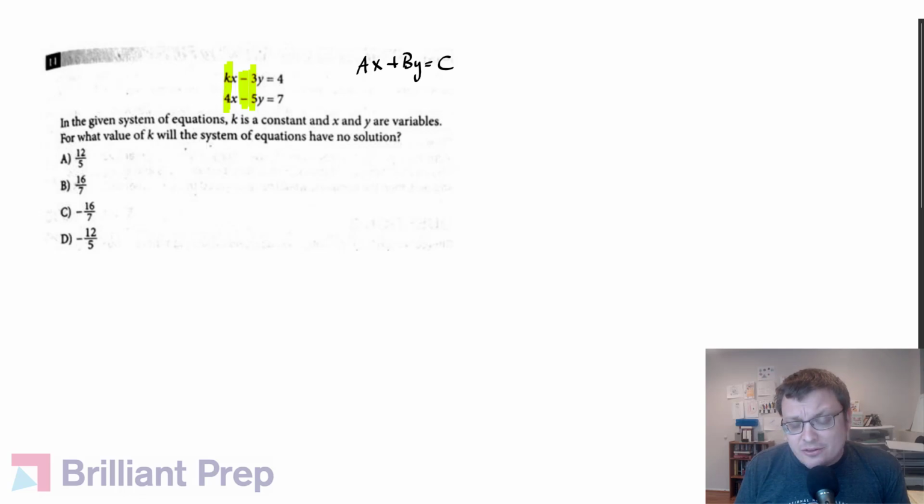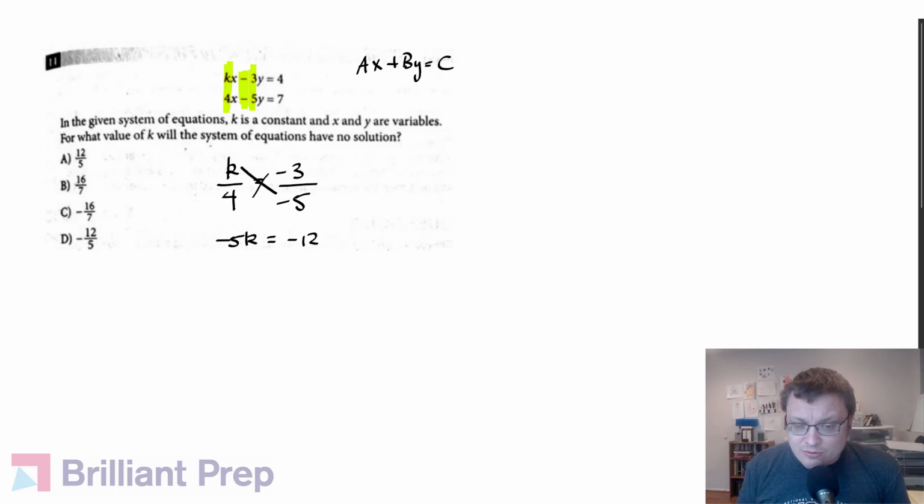And when there is either no solutions or infinite solutions, when we set up the proportion, we should set those ratios equal. So we should set the ratio of k to 4 equal to the ratio of the other coefficients, in this case, -3 and -5. And now we can solve this for k. And the value we get for k will make this proportion equal, and that will therefore make this have no solutions. So let's cross multiply.